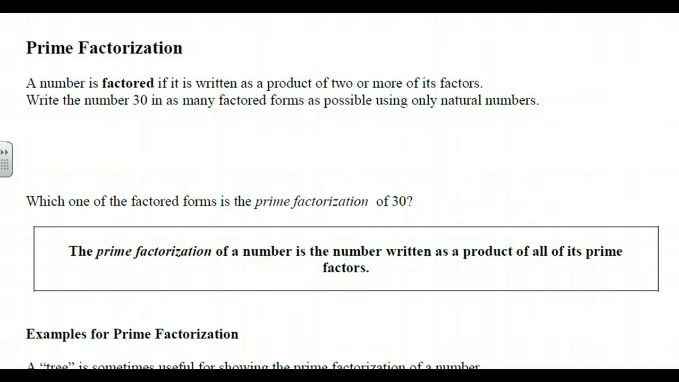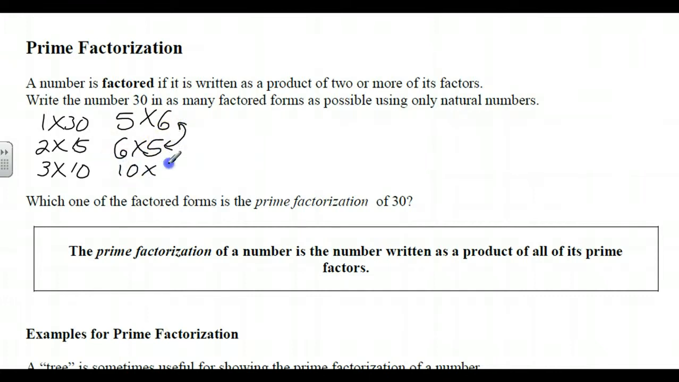Prime factorization. A number is factored if it's written as the product of 2 or more factors. Write the number 30 in as many factored forms as possible, using only natural numbers. So 2 times 15, 3 times 10, 5 times 6. Now, if we go on, we can write 6 times 5, but we'll consider these the same. So, 10 times 3, same. 15 times 2, same. 30 times 1. All of those are really repeats.